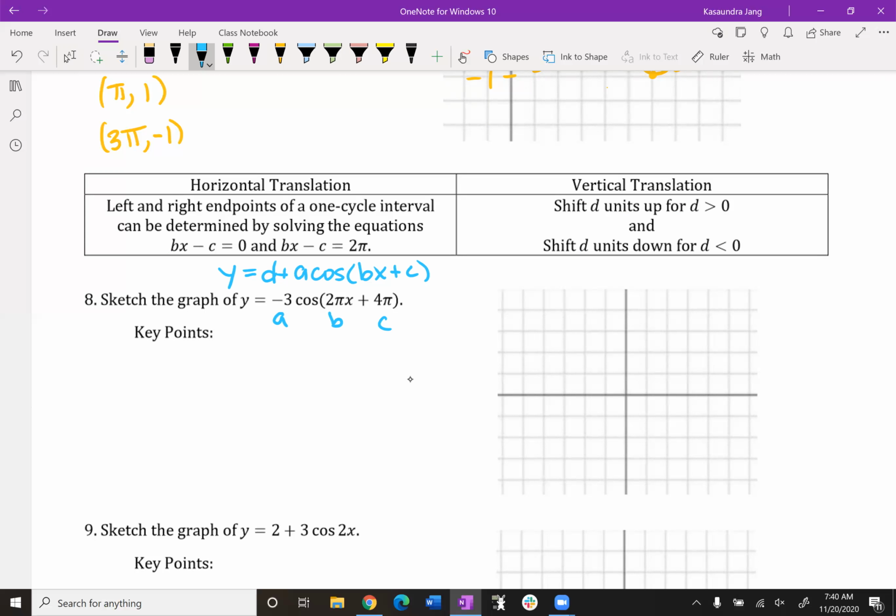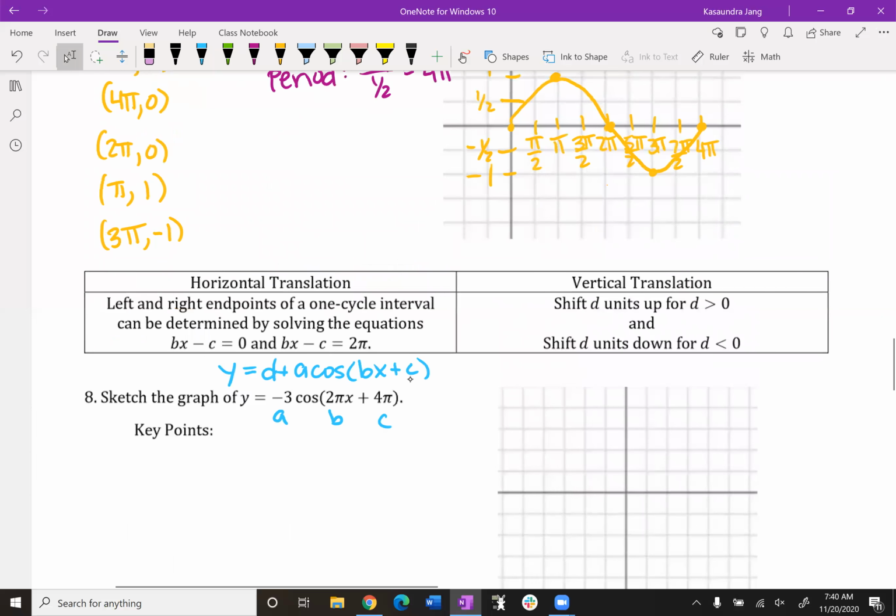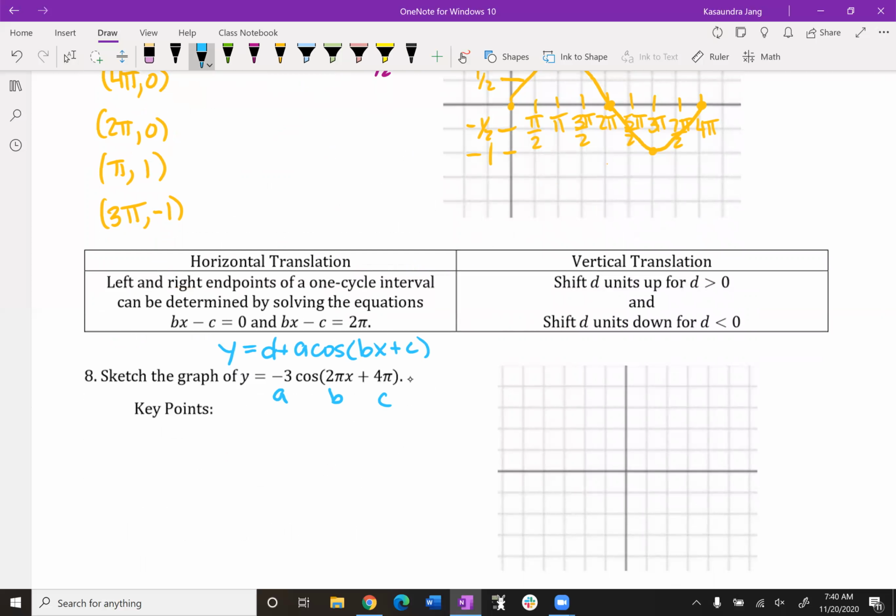So next up, I am going to try to figure out what these transformations are. Let's start with the period. That's kind of what we did up here. The period was 2 pi over the b, and we know that our b is 2 pi, which means in this case the period is 2 pi over 2 pi, which is just 1. So the period in this case is 1. That's how long it'll take to complete one cycle.